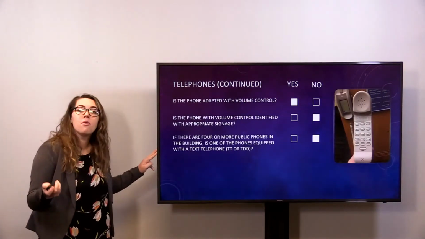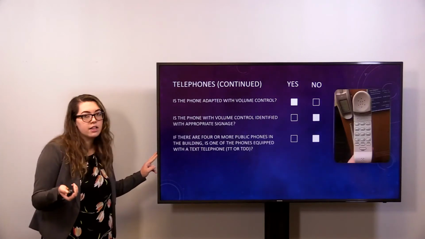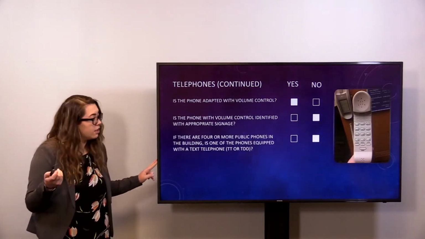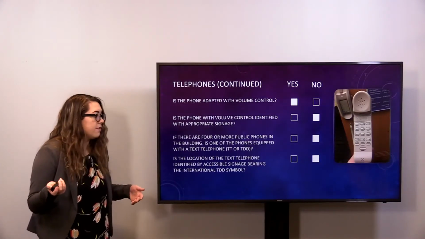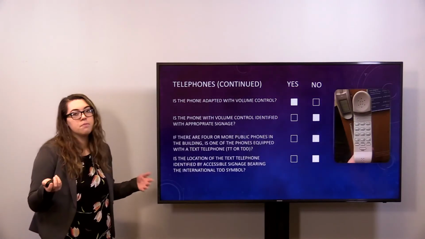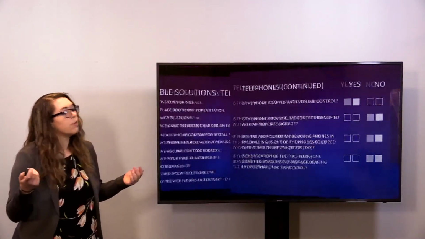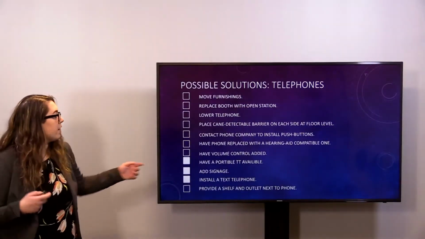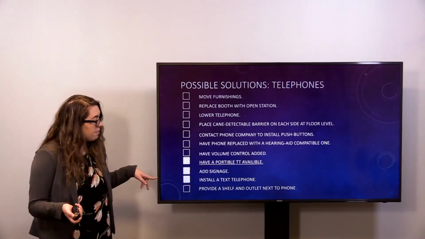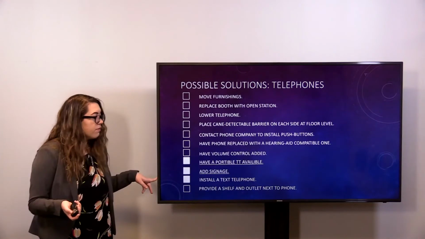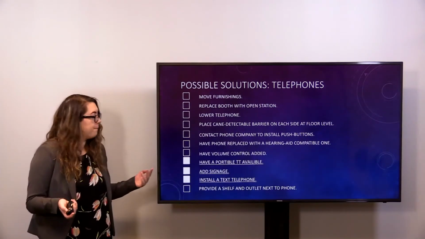If there are 4 or more public phones in the building, is one of the phones equipped with a text telephone? There are more than 4 and there is not. And is the location of the text telephone identified by accessible signage bearing the international TDD symbol? And there is not. So some possible solutions to these barriers include having a portable text telephone available, adding signage for the text telephone, or installing the text telephone.